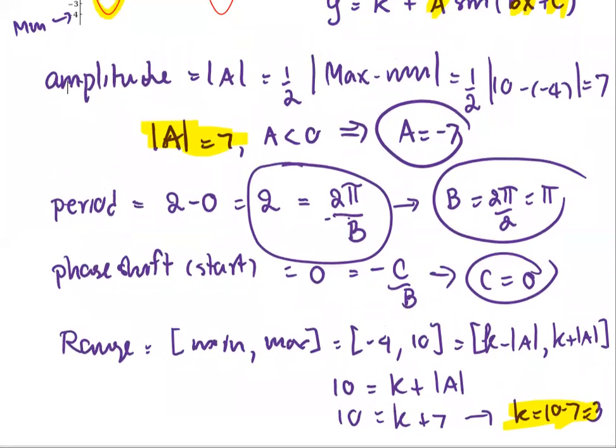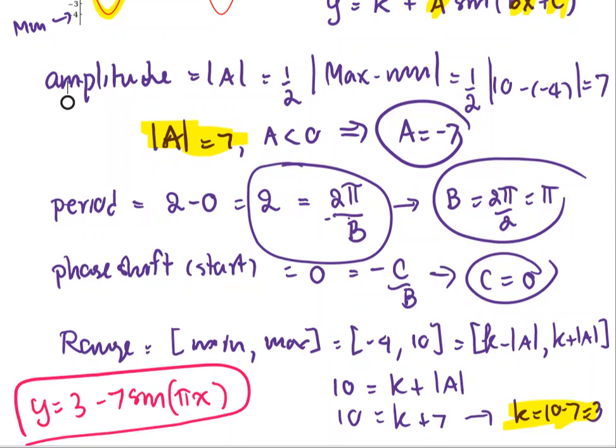Then we put them together as the equation of the trig function that describes this graph: y equals K is 3, A is -7 times sine of B is pi, so pi times x, C is 0, so nothing there. So now we get the equation that describes this graph.